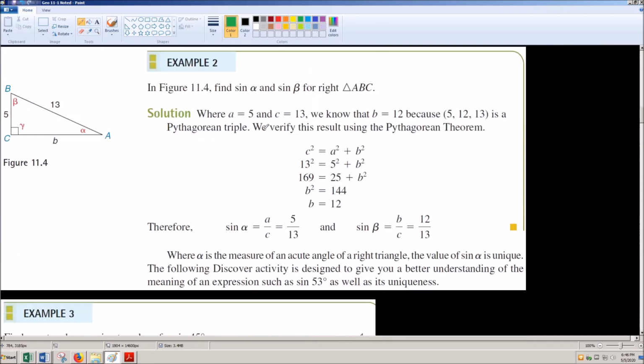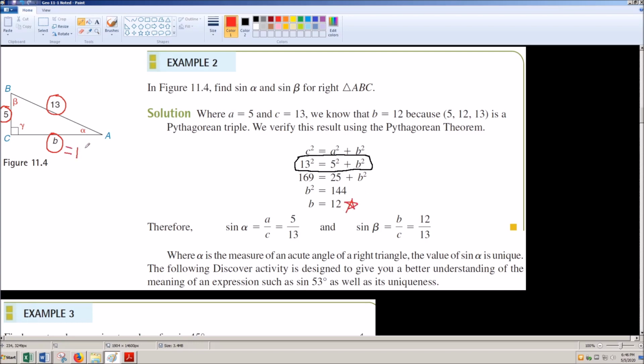Looking at example 2, we're going to find sine of alpha and sine of beta for this right triangle. In this, the only thing different from the last one is that we'll have to solve for our b value. Nothing crazy. This is a right triangle. We still have the Pythagorean theorem. There's nothing different than what we've done so far in the past. So I'm basically going to say, okay, 5 squared plus b squared is going to equal 13 squared. So I would set this up right here. And then from there, I'll go ahead and solve. So my b value is going to equal 12.